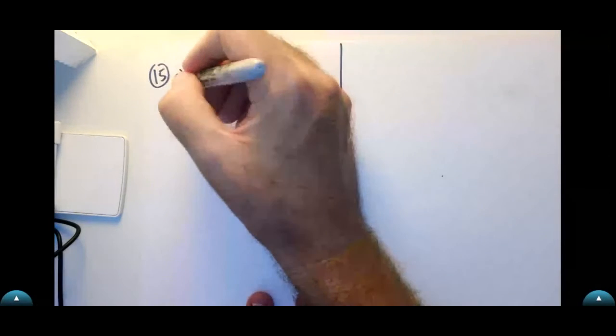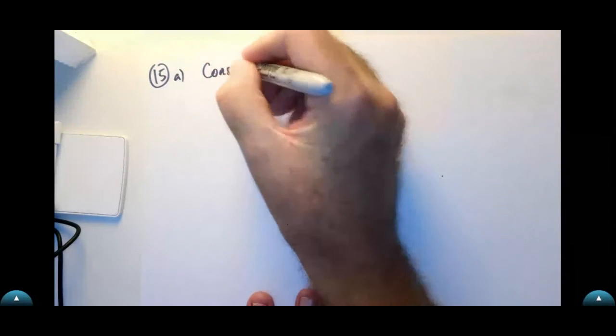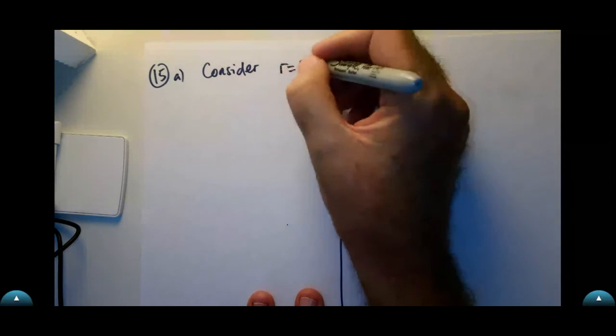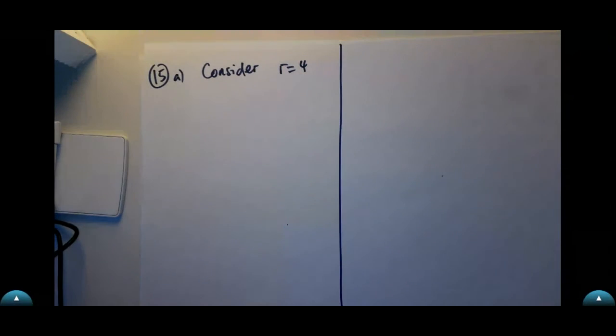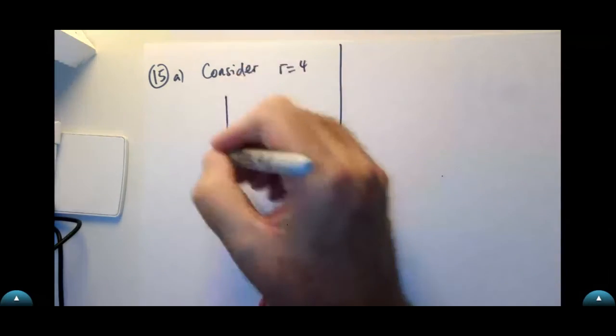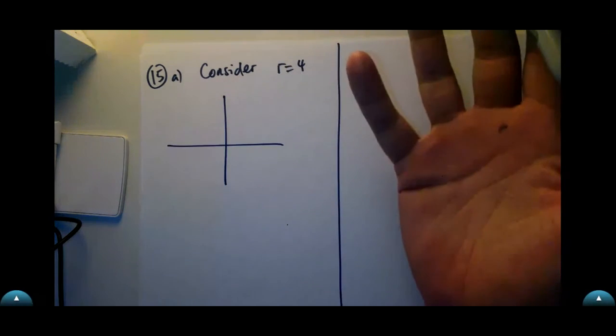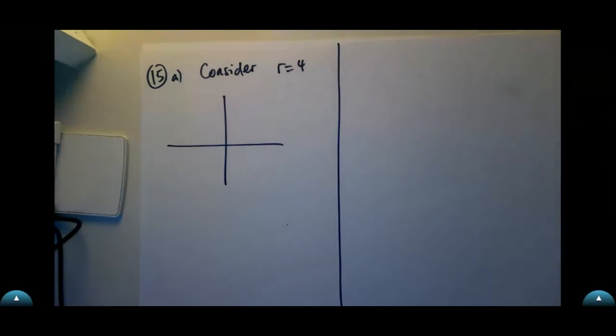Let me share my document camera. So let's consider this. Okay. So what does this mean? Well, it means that we are always 4 units away from the origin. And theta, there's no restrictions on theta. Okay. So can anyone tell me, what do you think this curve is going to look like?